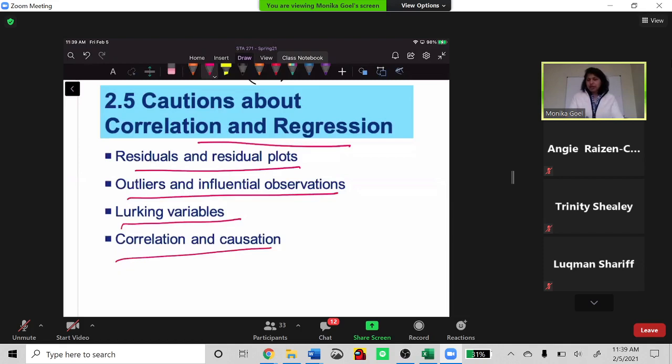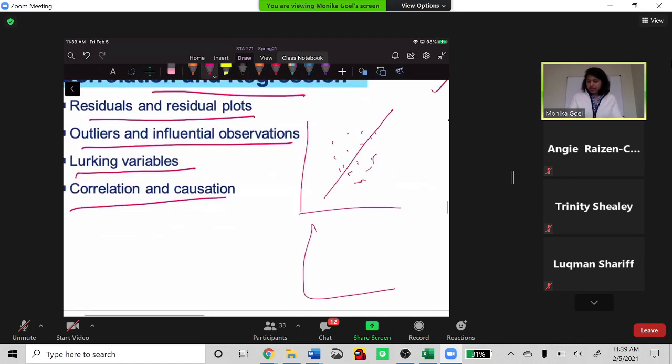Residuals and residual plots: when we try to fit a line, let's say I fit this line. This is my observed point in the scatter plot, but what is the predicted value when there is a line? The actual point that I have is your observed point, and this is your predicted one. And the difference between the observed value and the predicted value is called your residual.